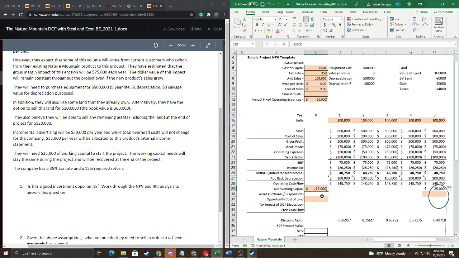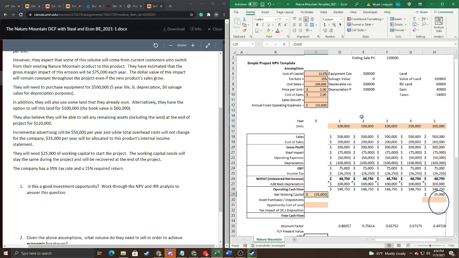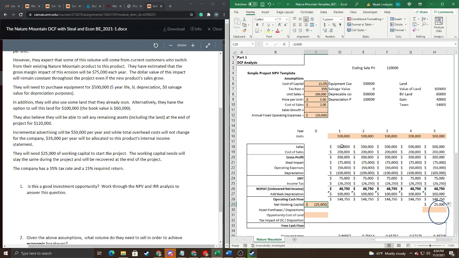Now, let's go back to these opportunity costs and stuff like that. In year one, we need to actually purchase that $500,000 machine. So let's do negative 500,000. We're going to outflow that $500,000 machine. However, we're going to sell that machine at the end of year 5. So we're going to sell it for an ending price of $120,000.